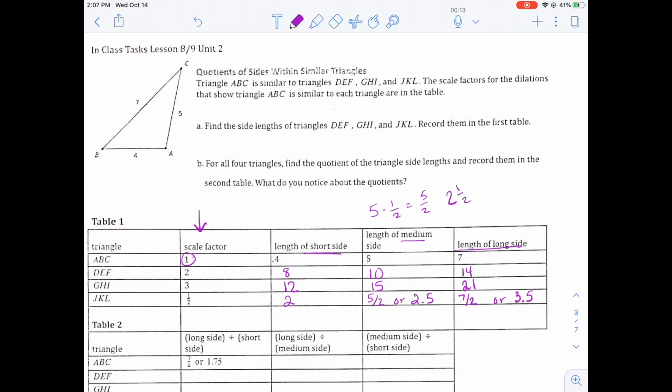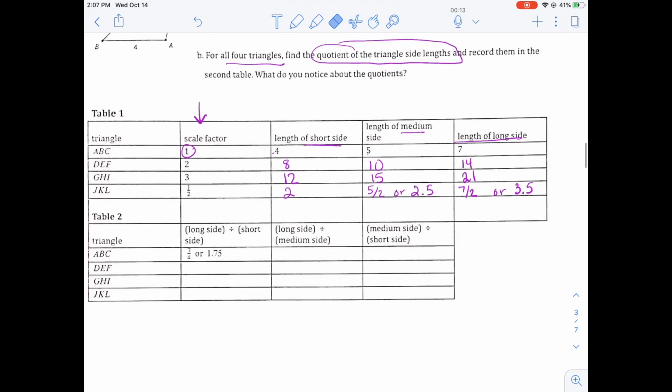Now, let's go into a little bit more detail. We've already done A, so find the side lengths of the triangles and we'll record them in the table. Now we're going to look for all 4 triangles. We're going to find the quotient of the triangle side lengths and record them in the second table. And we're going to talk about what we notice. So that's the reason we're doing this.